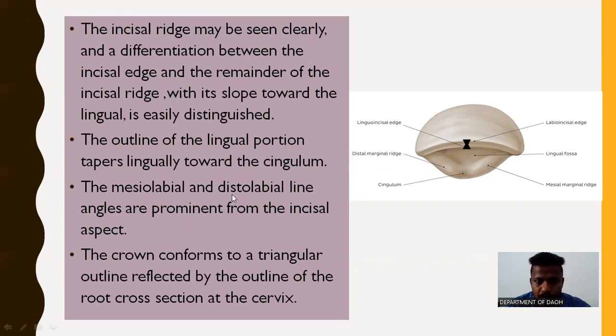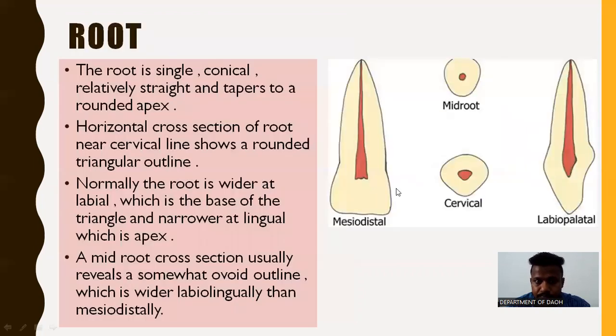The mesiolabial and distolabial line angles are prominent from the incisal aspect. You can see the mesiolabial and the distolabial line angles are prominent. The crown conforms to a triangular outline reflected by the outline of the root cross section at the cervix.